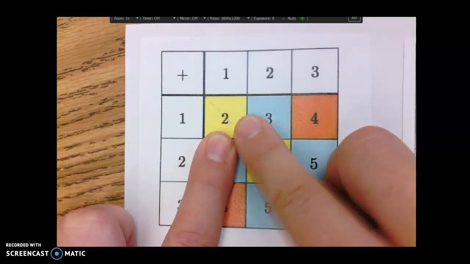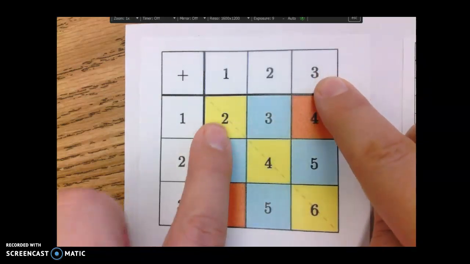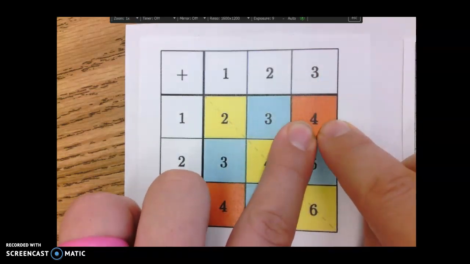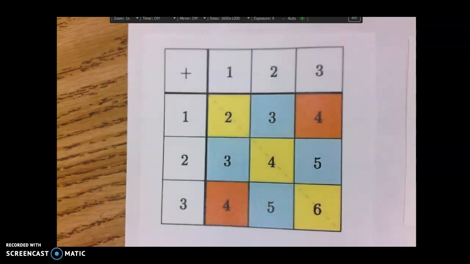But if I wanted to know what 3 plus 1 is, I would slide my fingers across until they meet together and I see a 4. So 3 plus 1 equals 4. So today our focus is going to be looking at this addition chart, and we're going to see and notice patterns on an addition chart. So our learning target is finding patterns on an addition table or addition chart.